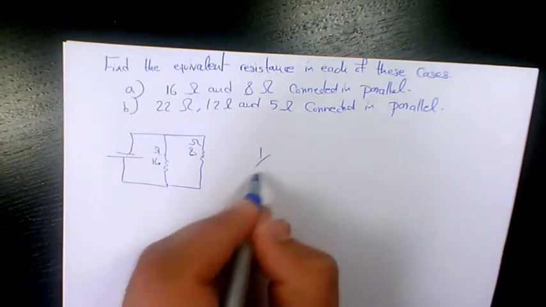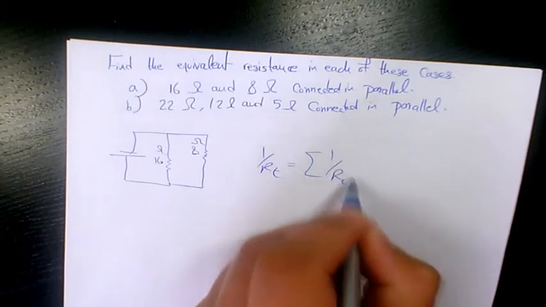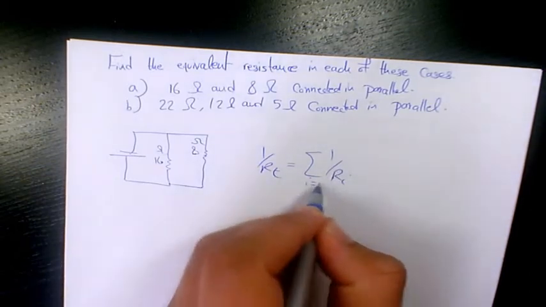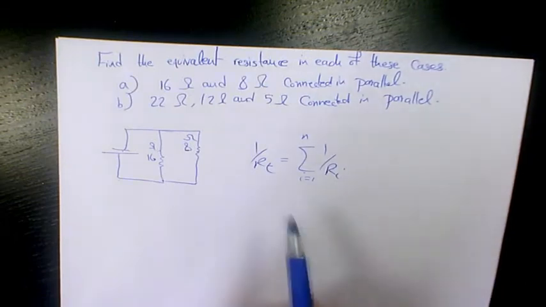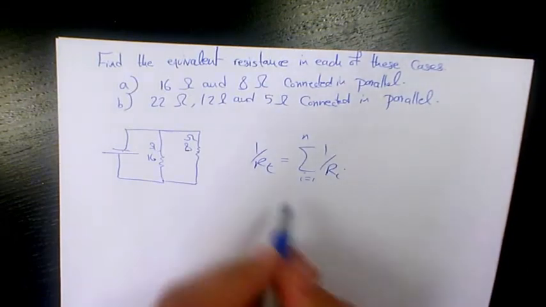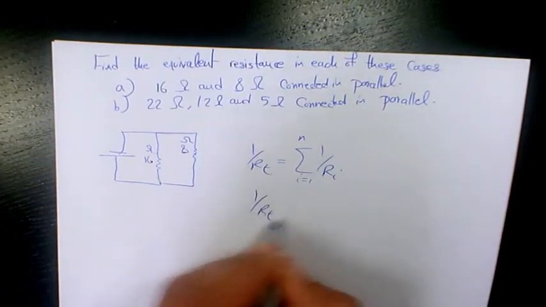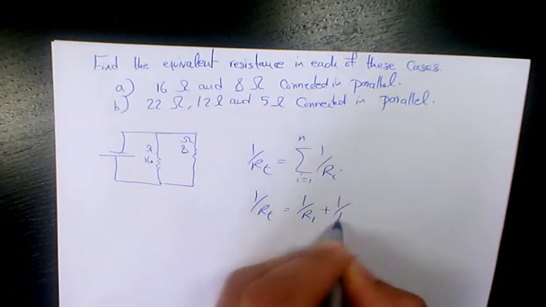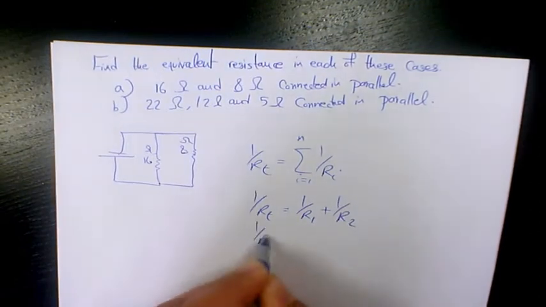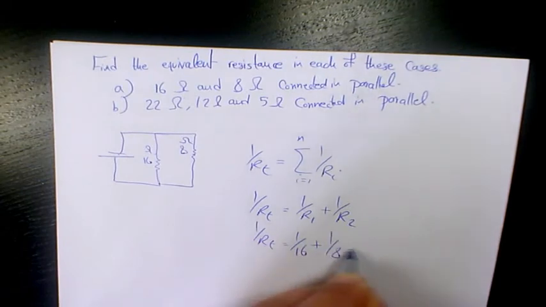So 1 over RT equals 1 over R1. That's the formula to find the equivalent resistance in parallel circuits, which in this case, since we have two resistors, it's going to be 1 over R1 plus 1 over R2. So 1 over RT equals 1 over 16 plus 1 over 8.